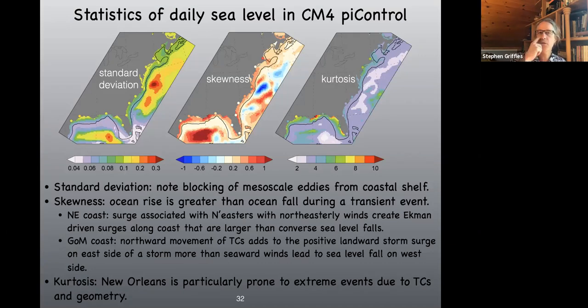So for the standard deviation, if we look at the left panel here, and this is in the control simulation, we see the large values off shelf, and that is due to the mesoscale eddies that are sitting off the continental shelf.